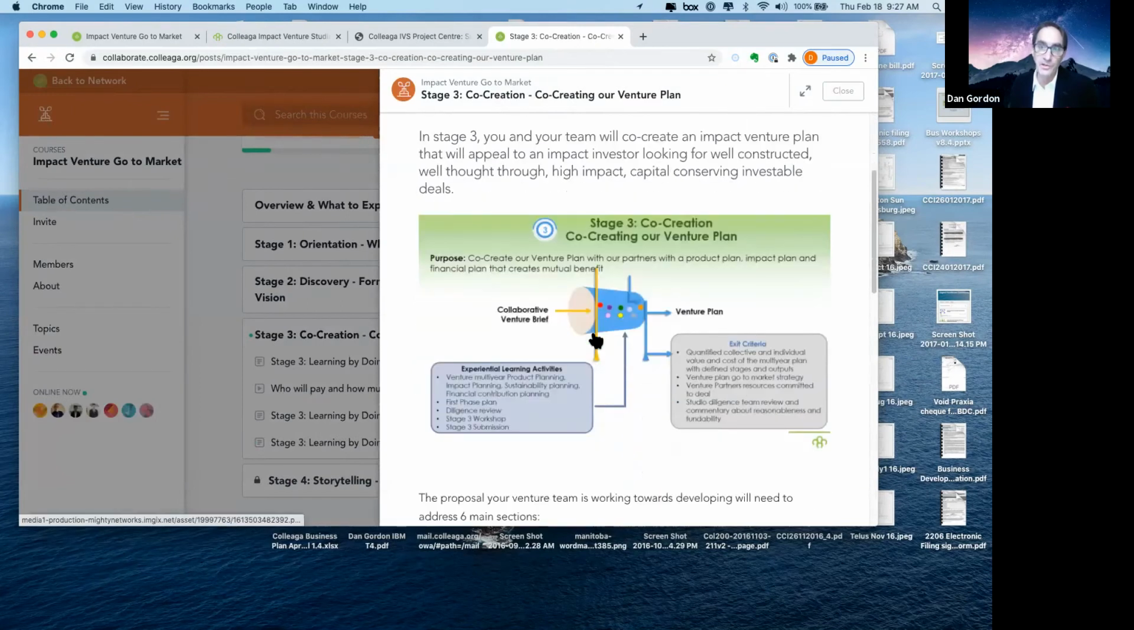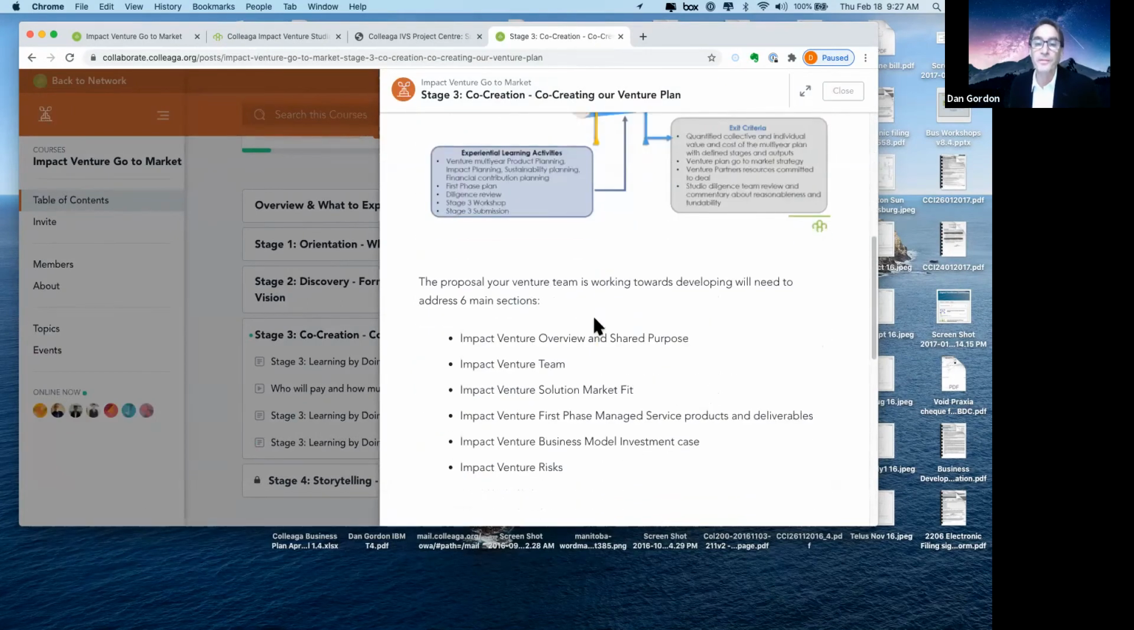The plan really follows the same kind of structure. It's going to have 6 main sections. The first section will be, who are we? What are we trying to do? What's our shared purpose? Who is on our team? Why are they on our team?